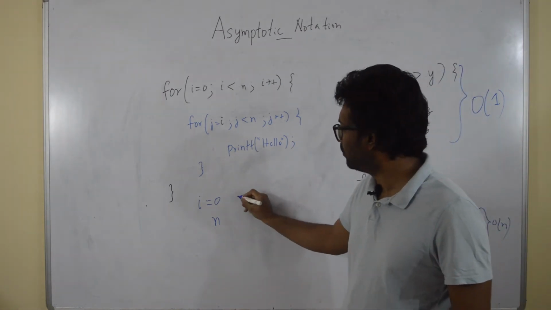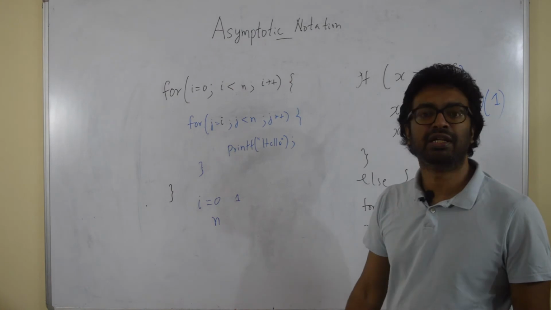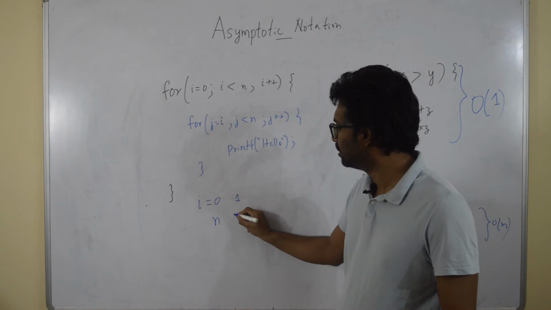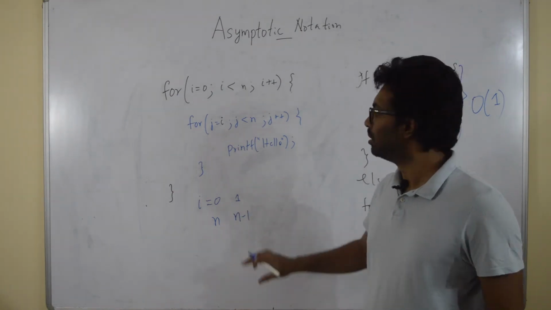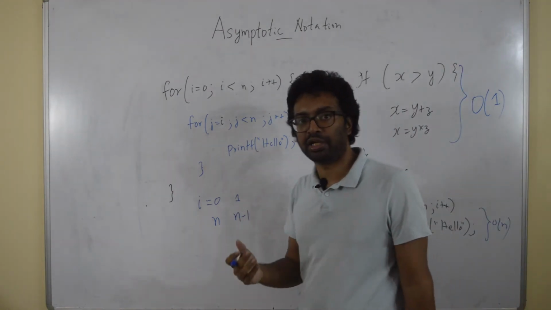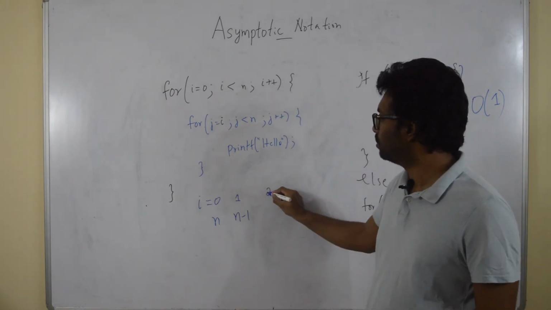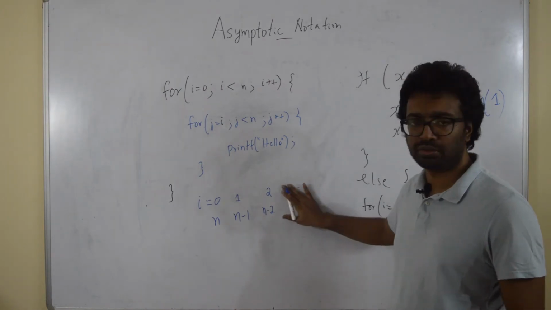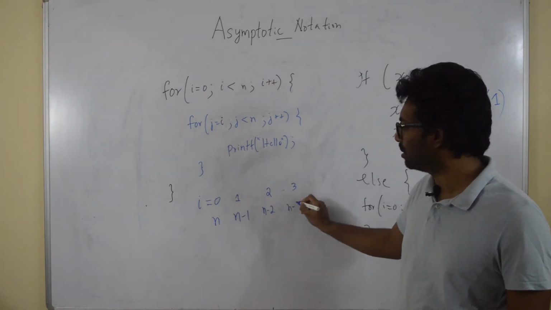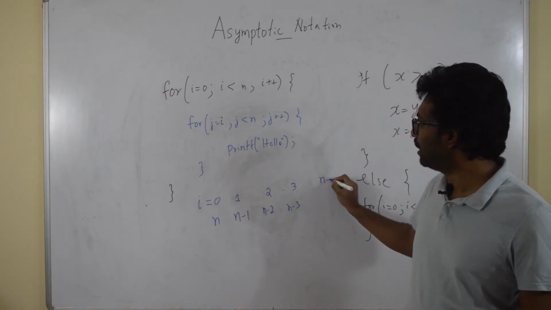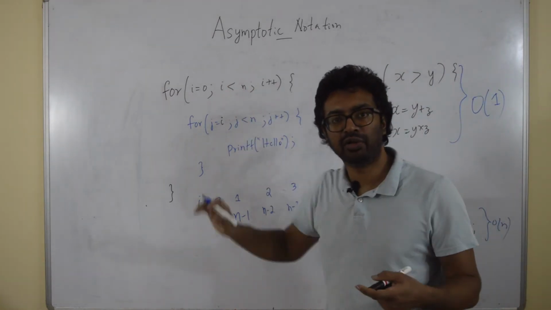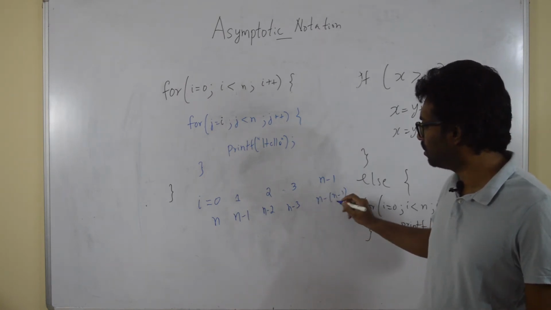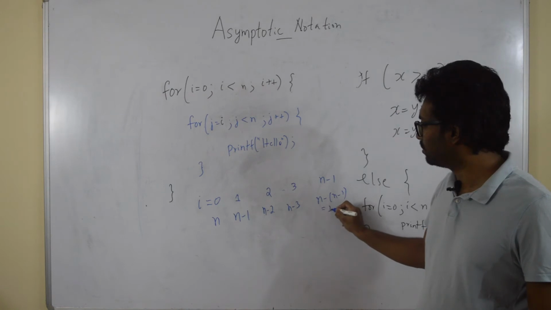Now, next is when i is equal to 1. What happens when i is equal to 1? This is 1 to n, that is, this is n minus 1, right? So hello gets printed n minus 1 times. When i is equal to 2, hello gets printed n minus 2 times. Okay, you see the pattern. 3, n minus 3. And up to, the maximum value i can take is n minus 1, and therefore this is n minus n plus 1, which is equal to 1.